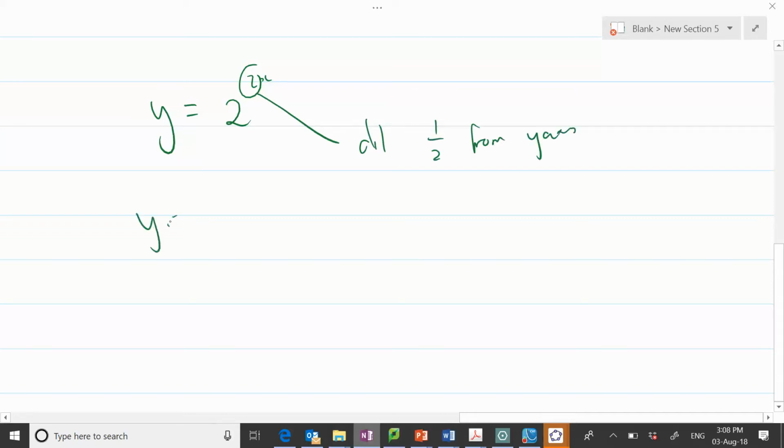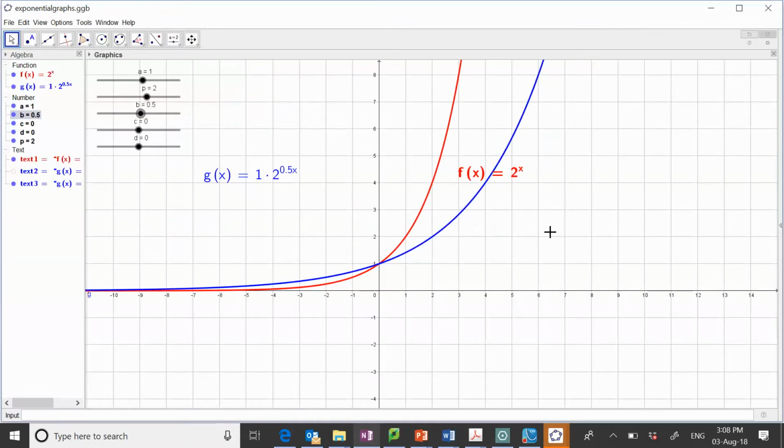Whereas if you had y equals 2 to the power of half of x, this is now a dilation of factor 2 from the y-axis. That's what I'm trying to say. Okay, so 1 actually stretches it out. Next one. So that's B. Let's see what we do with A.